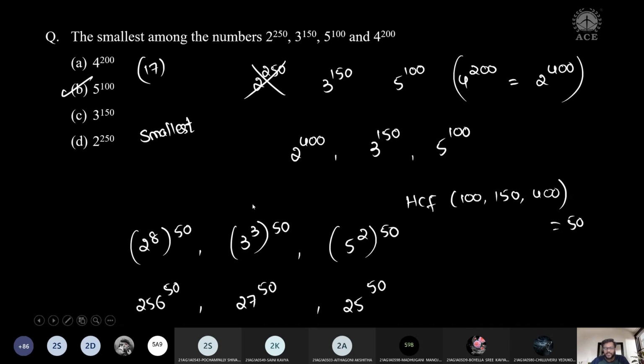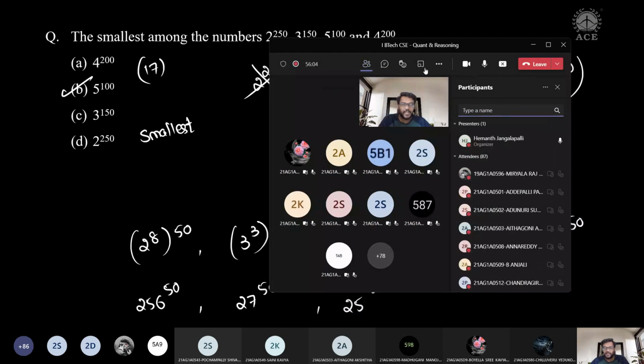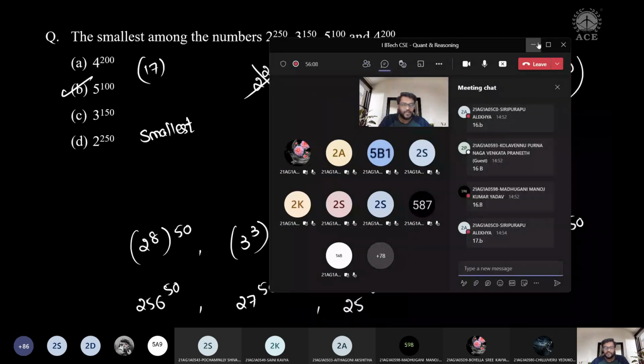There are other ways of analyzing the same question. 17th one, B option, Alekia good. So right now around 87 students is there in the session. Okay. So guys, let's see about the next question.